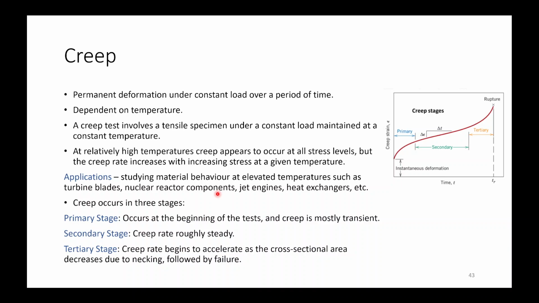So there is the primary stage, which occurs at the beginning of the test, and creep is mostly transient. In the secondary stage, the creep rate is roughly steady, so it will be parallel, it will be linear here. If we take the change in creep strain divided by the change in time, it will be linear here. And the tertiary stage is where the creep rate begins to accelerate as the cross sectional area decreases due to necking, followed by failure. Here failure is taken as rupture. This is the tertiary stage.